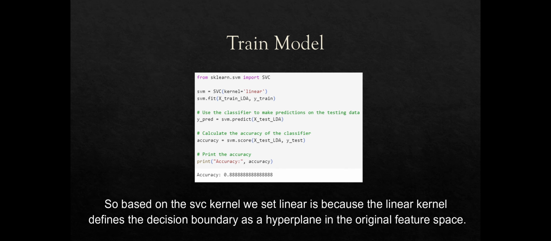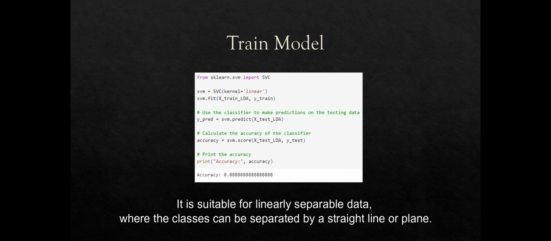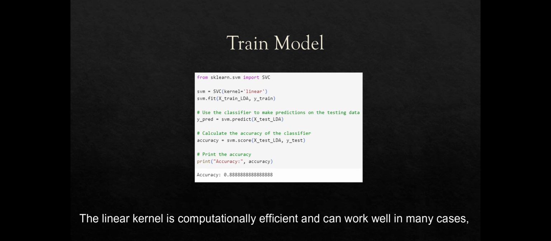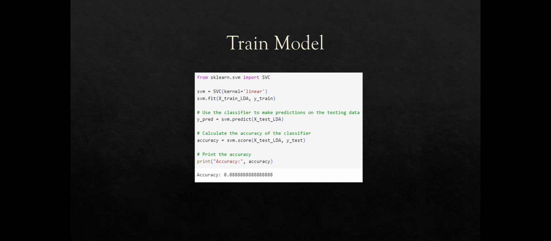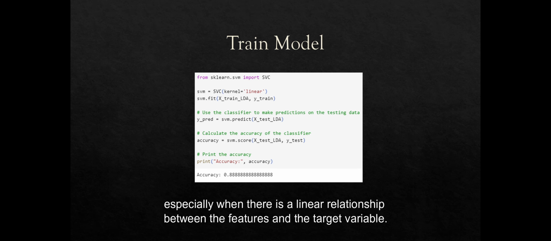For the SVC kernel, we have set it to linear because the linear kernel defines a decision boundary as a hyperplane in the original feature space. It is suitable for linearly separable data, when the classes can be separated by a straight line or plane. The linear kernel is computationally efficient and can work well in many cases, especially when there is a linear relationship between the features and the target variable.